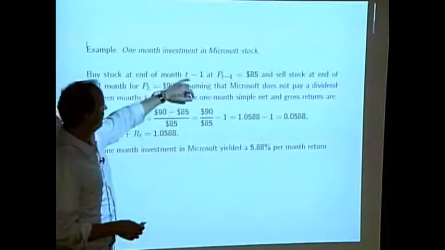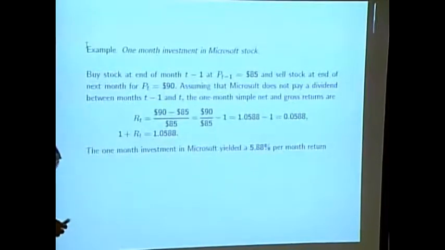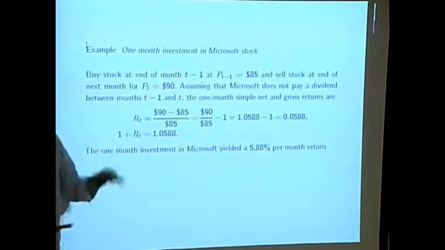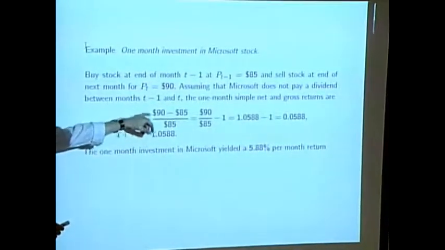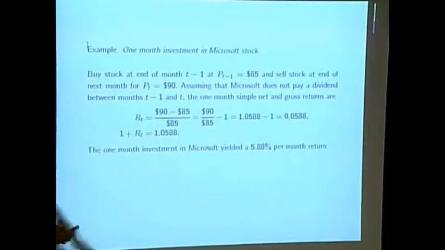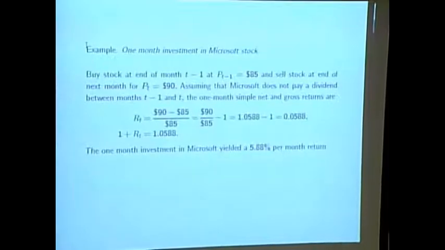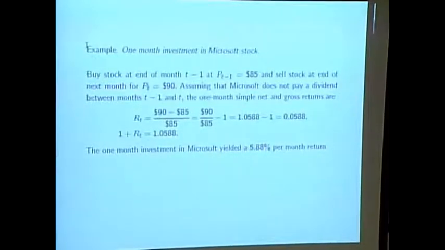So you initially buy Microsoft for $85 at the end of the previous month, and you hold it for 1 month, and the price goes up from $85 to $90. So you get a $5 increase in 1 month. So what's your monthly rate of return? Well, it's the percentage change in price over the month. And this gives us a rate of return of 5.88%. So that's a 1 month holding period.